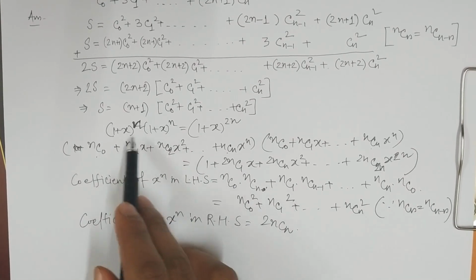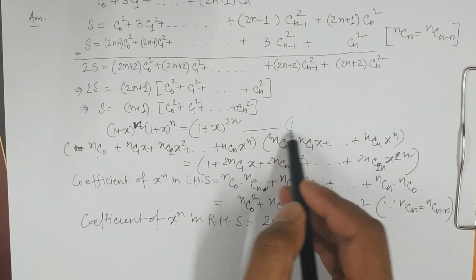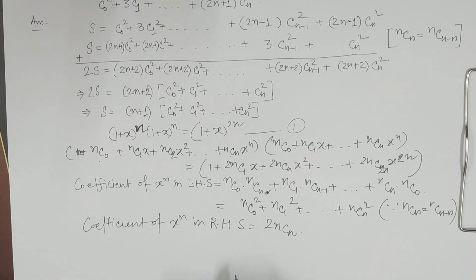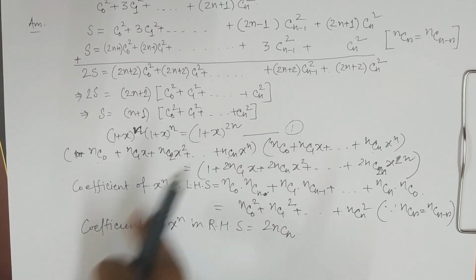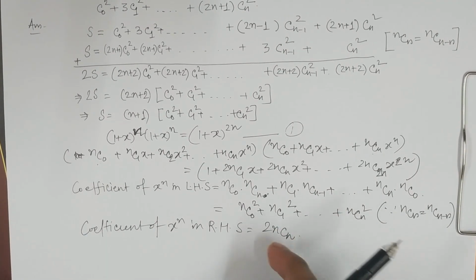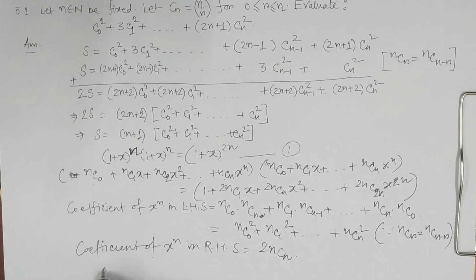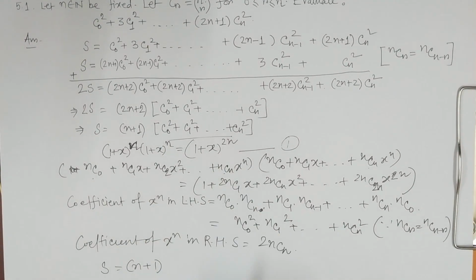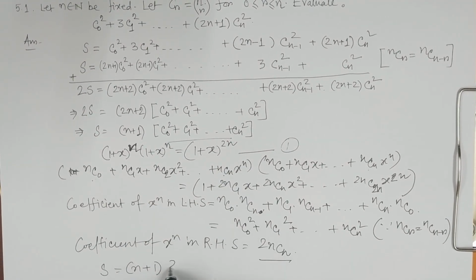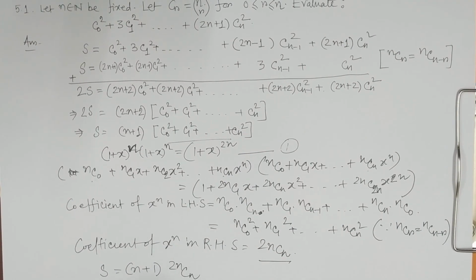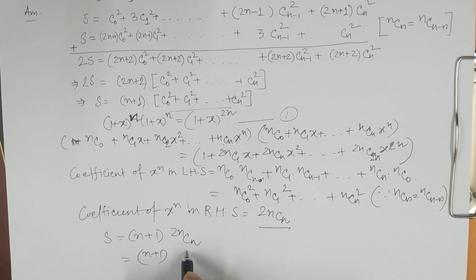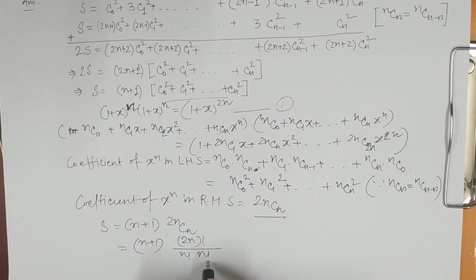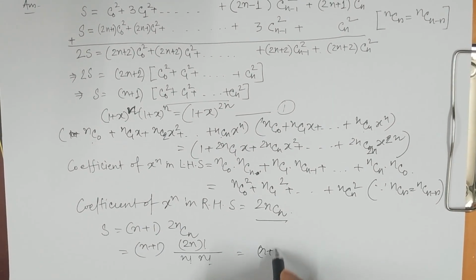And since this is an identity, the coefficient of x to the power n in both sides will be equal. So this equals this, so this sum is basically equal to 2nCn, and our S is n plus 1 into 2n factorial over n factorial into n factorial, by definition of factorial.